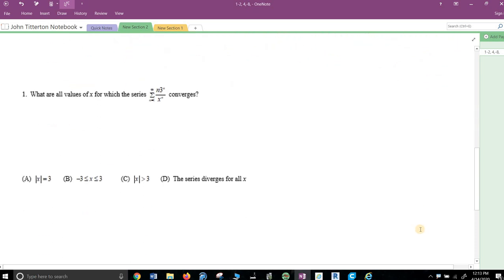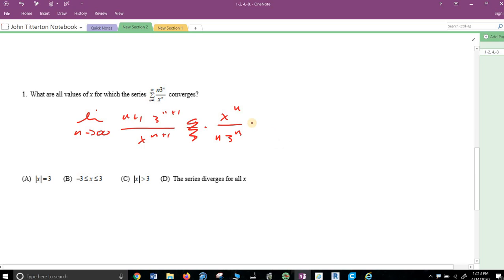So here's your ratio test. What are all the values for which the series converges? And there's some complicated algebra coming up. So for the ratio test, we say, well, the limit as n goes to infinity of (n plus 1) over 3 to the n plus 1, over x to the n plus 1. And then we divide by, but we don't do that anymore. We immediately flip and say the original series. So then the x goes on top, the n goes on bottom, and 3 to the n goes on the bottom.